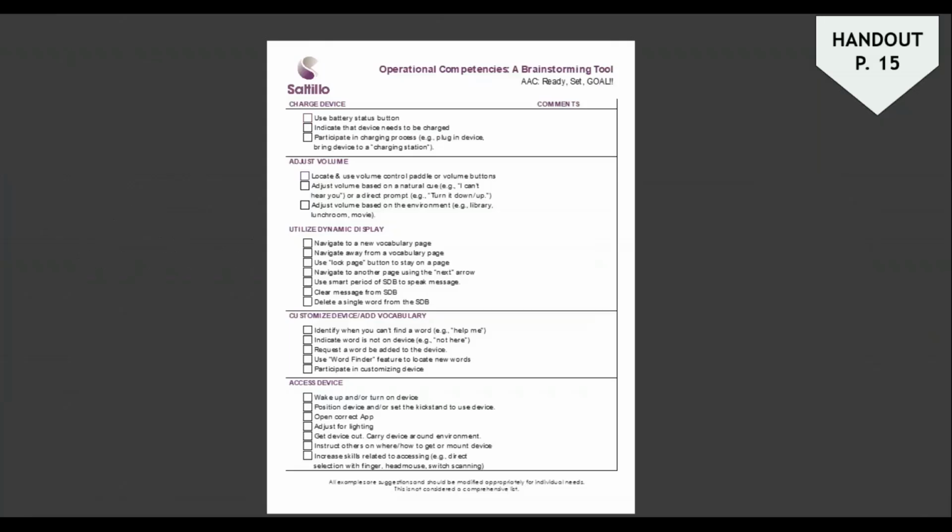Unlike linguistic skills, there aren't any formal assessments or checklists for what operational skills are required. In your handout, you have one brainstorming tool. This is what we'll use today. We're going to provide a few examples of skills and then walk you through writing one operational objective for Matthew. The brainstorming tool is not a comprehensive list, and it's not in a hierarchy of any form. These are just some ideas to be considered on an individual basis.